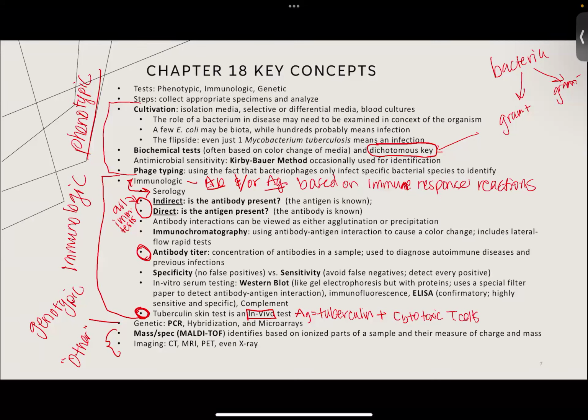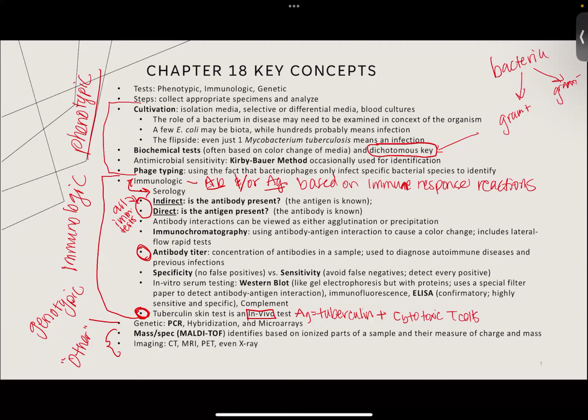ELISA, we did that in lab. It's enzyme linked immunosorbent assay. It is always going to be done in those 96 well plates. And it is highly specific and sensitive. And it's going to depend on antibody antigen interaction. And we're going to quantify that because there's an enzyme that is linked, right, to a secondary antibody.